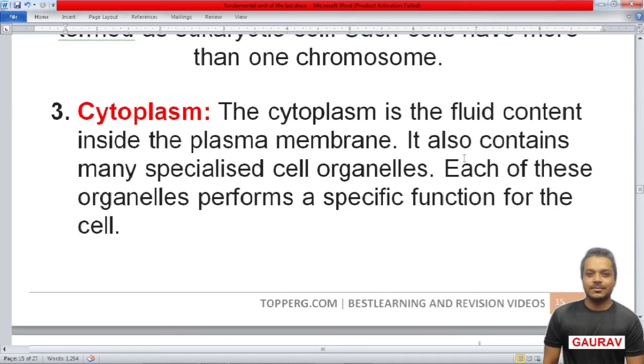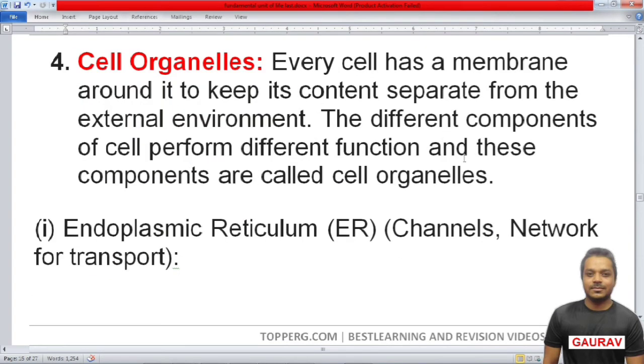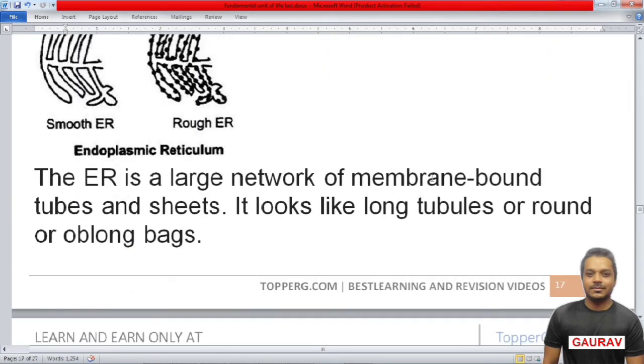Cytoplasm. The cytoplasm is the fluid content inside the plasma membrane. It also contains many specialized cell organelles. Each of these organelles performs a specific function for the cell. Cell organelles. Every cell has a membrane around it to keep its content separate from the external environment. The different components of a cell perform different functions, and these components are called cell organelles. Endoplasmic reticulum. Channels network for transport. The ER is a large network of membrane-bound tubes and sheets.